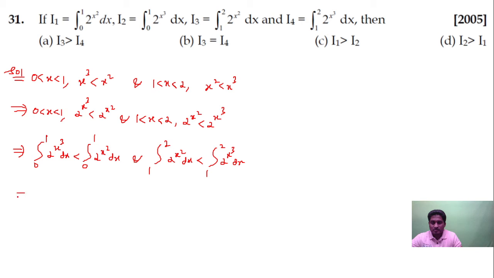So this is I2 is less than I1. And then integration 1 to 2 of 2 to the power x square is I3, which is less than I4. So the option I3 is greater than I4 is ruled out, because I3 is less than I4. Even I1 is greater than I2 is ruled out? I2 less than I1 is the same as I1 greater than I2, so this is not ruled out. Answer is option C.